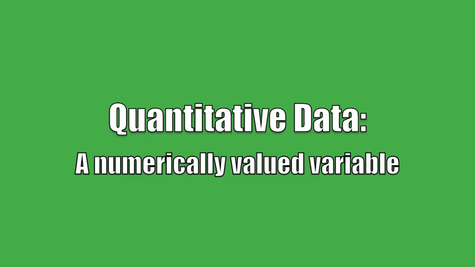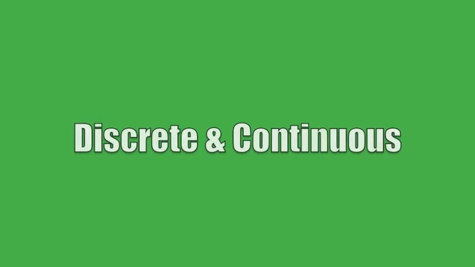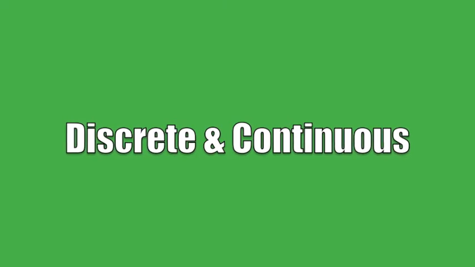Quantitative data is defined as a numerically valued variable. It deals with numbers and data can be measured. There are two different types of quantitative data: discrete and continuous.